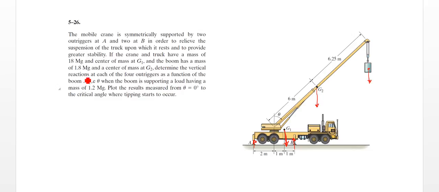We're told that the mass of the crane and truck is 18 megagrams, and the center of mass is at G1, so that's the load that's here. That's 18 megagrams. And then the boom has a mass of 1.8 megagrams. So G2 equals 1.8 megagrams. And then finally our load is 1.2 megagrams. This is 1.2 megagrams. And that M looks a little bit like a mu.